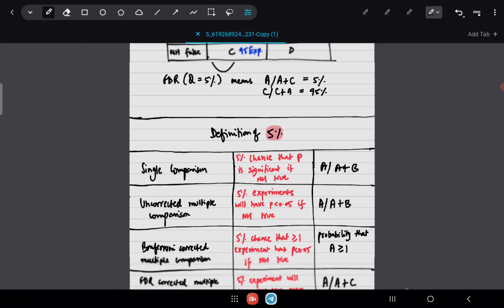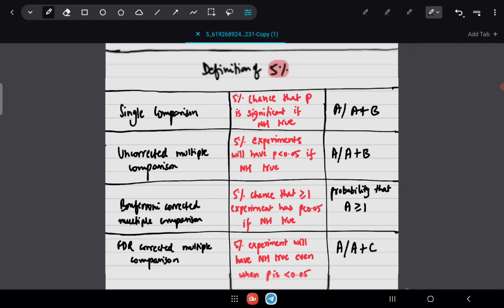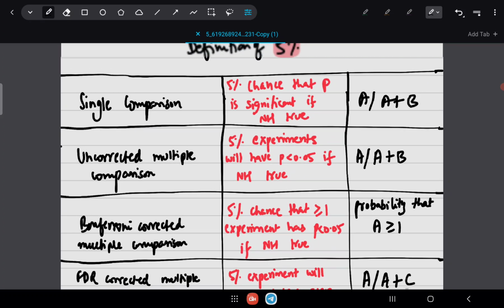So the definition of 5% changes basically with respect to whether it's a single comparison or multiple comparison, whether it is uncorrected multiple comparison or corrected multiple comparison. I will again put everything into perspective. For a single comparison, when the threshold is 5%, it means that there is a 5% chance that the p-value will be significant even if the null hypothesis is true in reality.